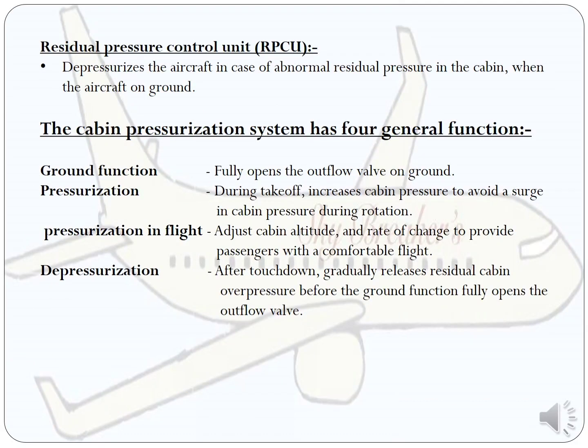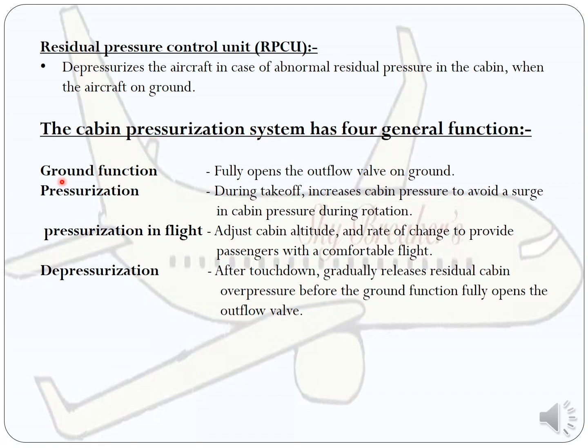Here we'll discuss the RPCU, that is Residual Pressure Control Unit. It depressurizes the aircraft in case of abnormal residual pressure in the cabin when the aircraft is on the ground. That is, if the outflow valve is not fully opened after landing or both CPCs failed, the RPCU will take over to open the outflow valve.